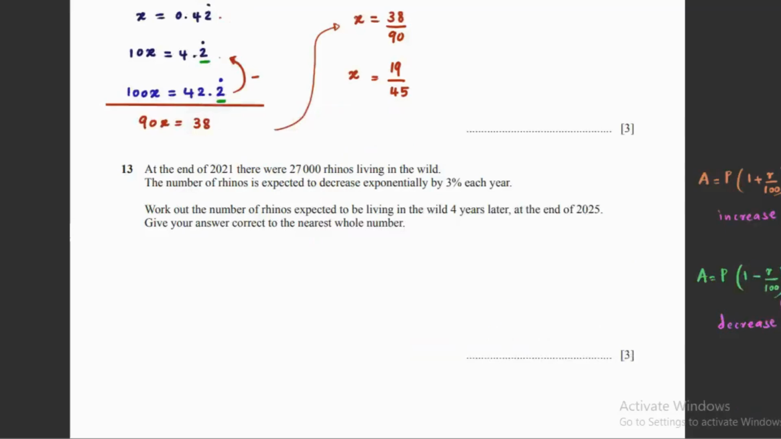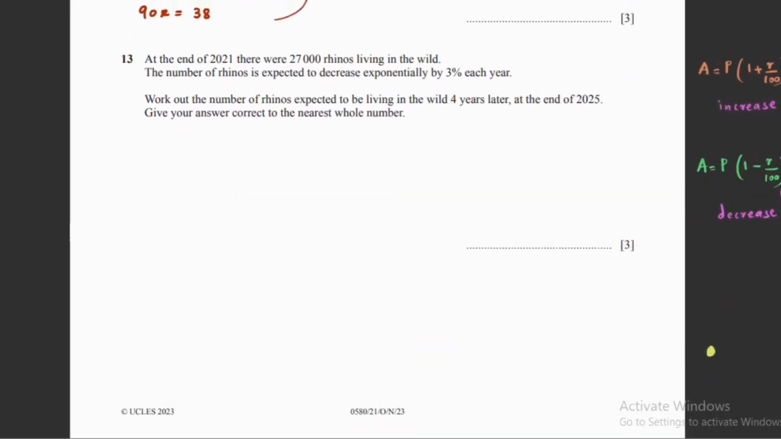Let's move on to the next question. Question 13. In question 13, at the end of 2021, there were 27,000 rhinos living in the wild. The number of rhinos is expected to decrease exponentially by 3% each year. Work out the number of rhinos expected to be living in the wild 4 years later, that is at the end of 2025. Give your answer correct to the nearest whole number.